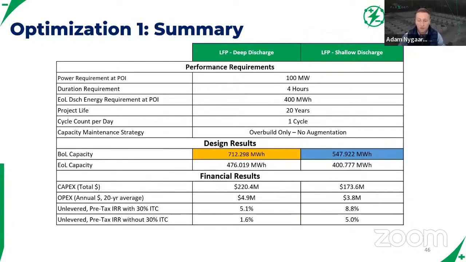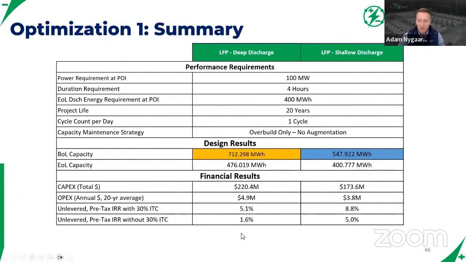So with a deep discharge, as Sharif and Momin went through, you would need to install 712 megawatt hours initially to meet the requirement. And we saw that the limiting factor there was really the 65% state of health rather than the 400 megawatt hour limitation. Another piece of that is the depth of discharge. When you do those deep cycles, you only have access to 90%. Whereas in the shallow discharge example, looking at the blue, 547 megawatt hours is a pretty dramatic decrease in initial upfront oversize.